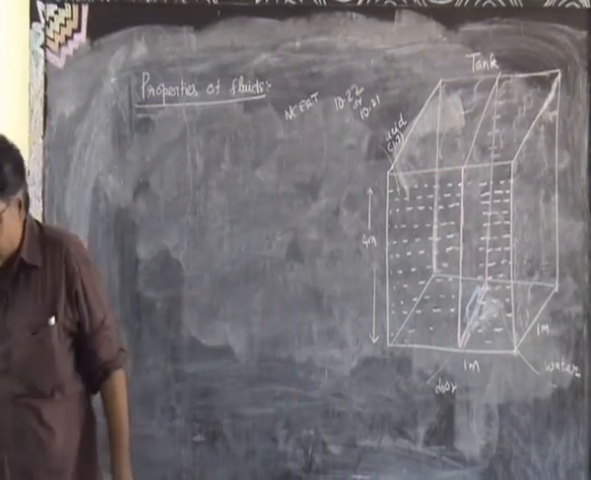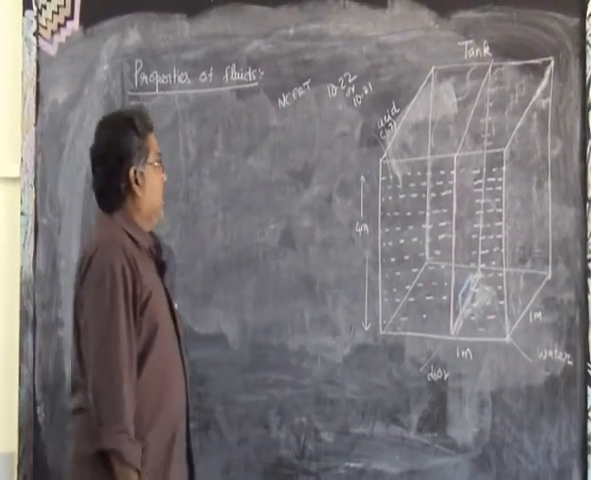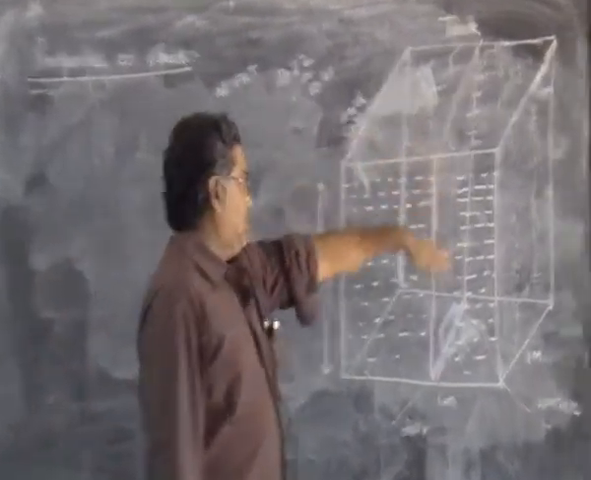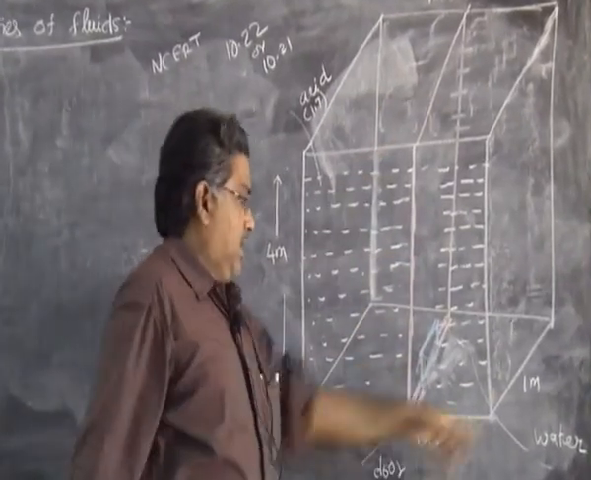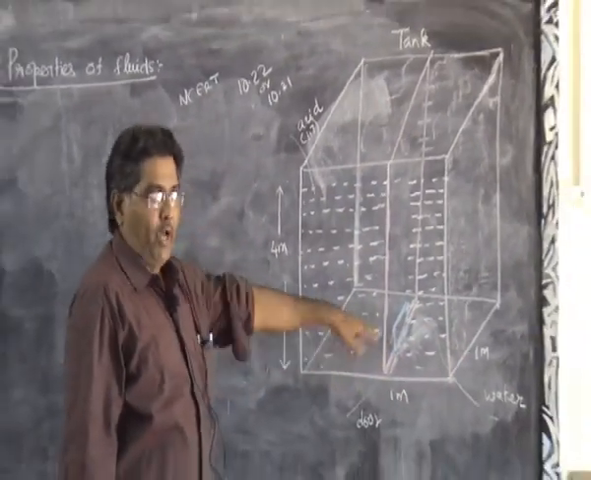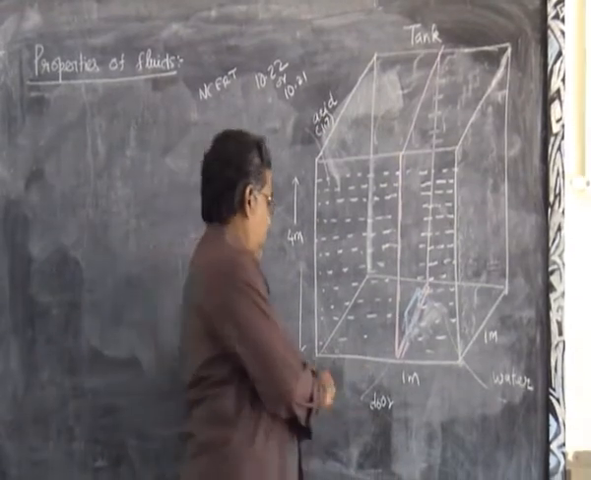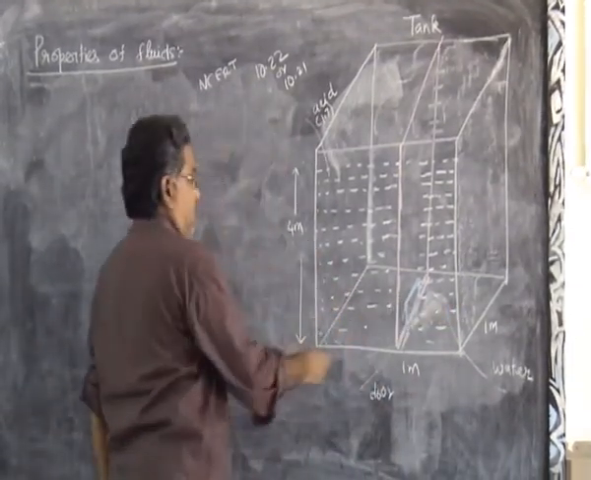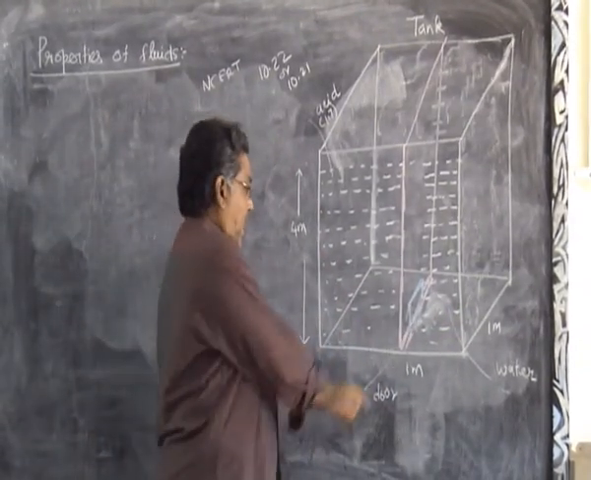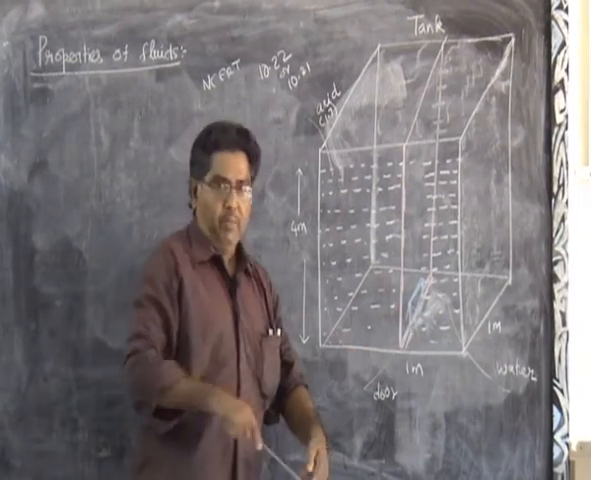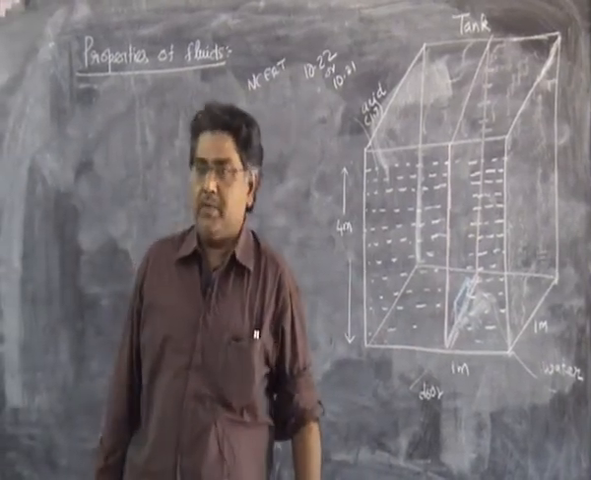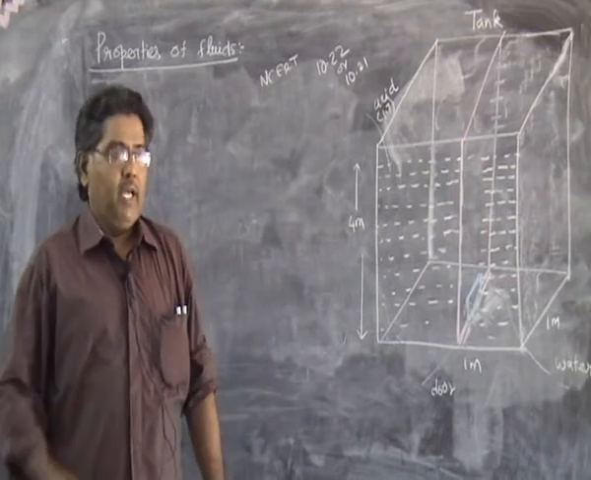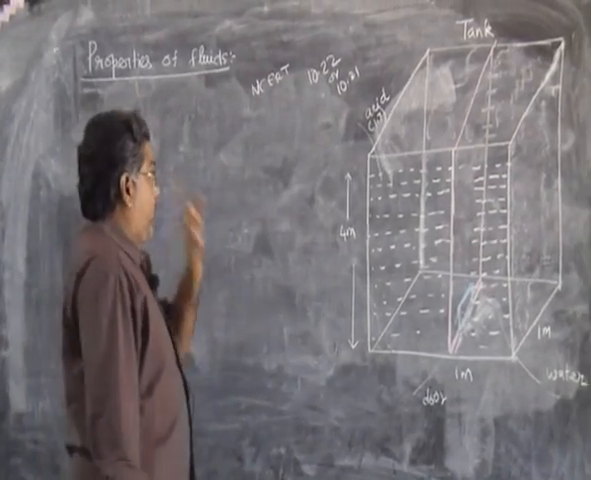That sum reads like this. You have a tank. The base of the tank is a square whose side is 1 meter. So area will be 1 meter square.